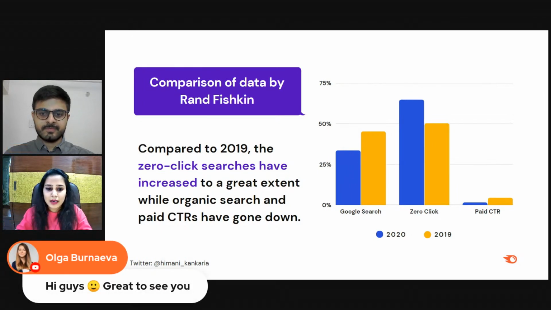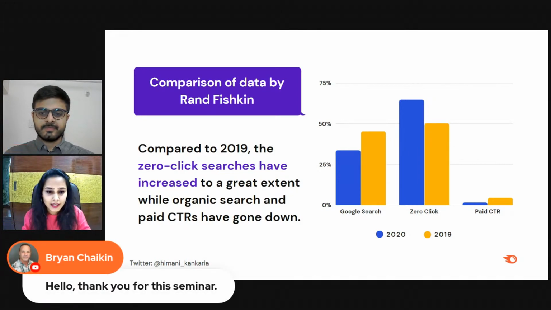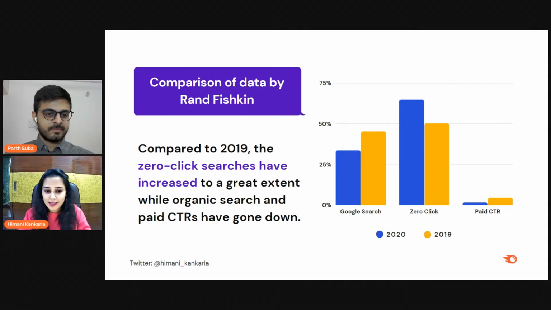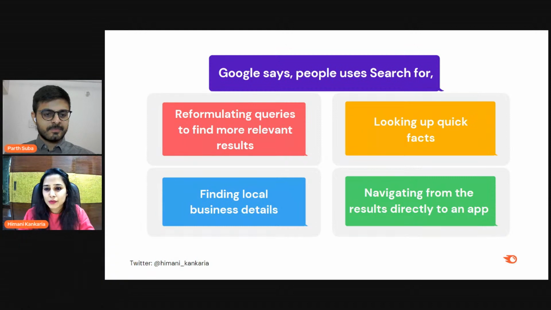Now it's really difficult for us to understand whether we need to optimize our content for featured snippets or not. Because this is a debatable and controversial study, let's see what Google has to say. Google says people use search for reformulating queries to find more relevant results, looking up quick facts, finding local business details, and navigating from the results directly to an app.